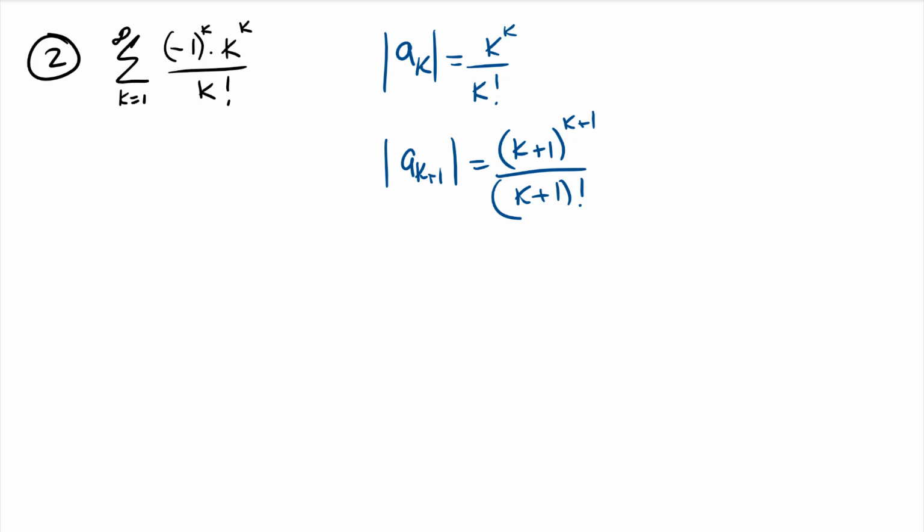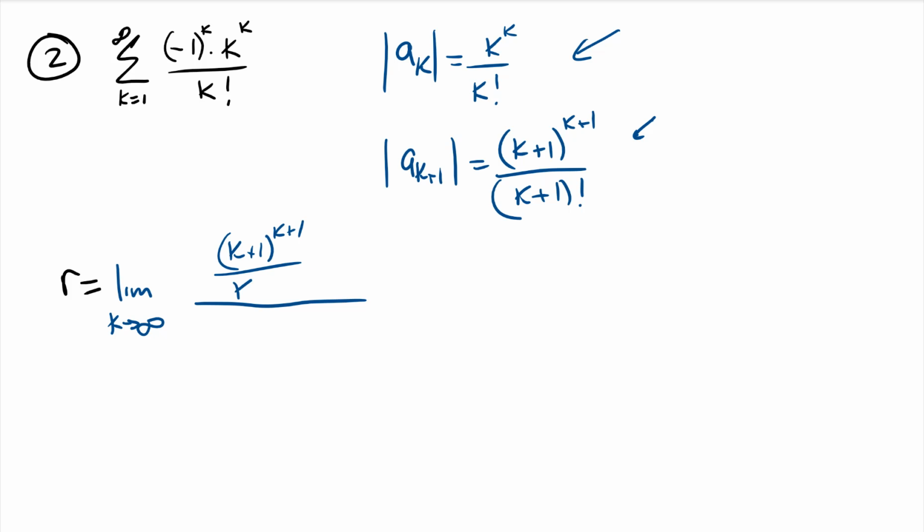Okay. So now we're going to say our ratio, our R, is going to be the limit as k goes to infinity. Now, I'm not going to write the absolute values. There's no need. Look, both of them are positive. So we get k plus 1 to the k plus 1 over k plus 1 factorial divided by k to the k over k factorial. Wow, that's a lot in there, isn't it? And if you try and see it, it'll just be like, clearly this is k plus 1 over k, all raised to the k. All right, I'm checking that out.